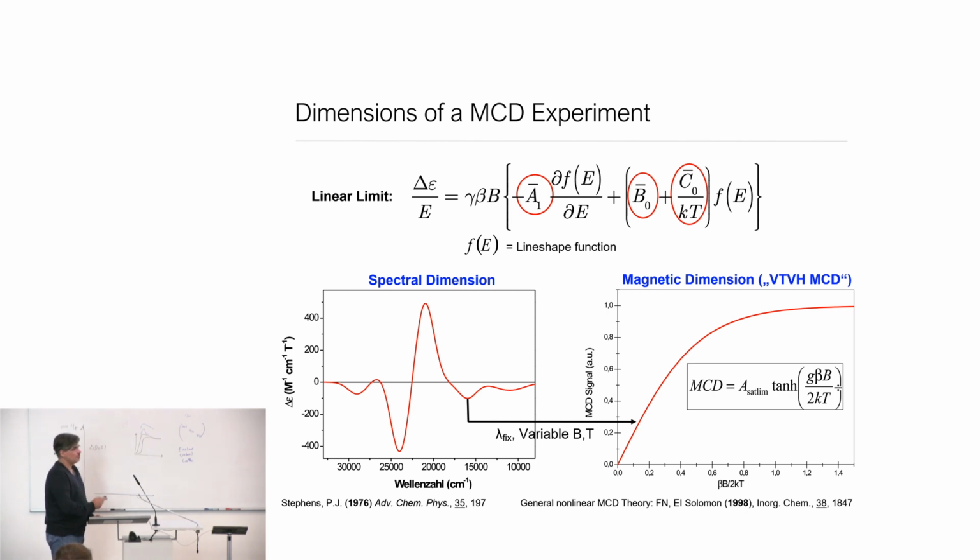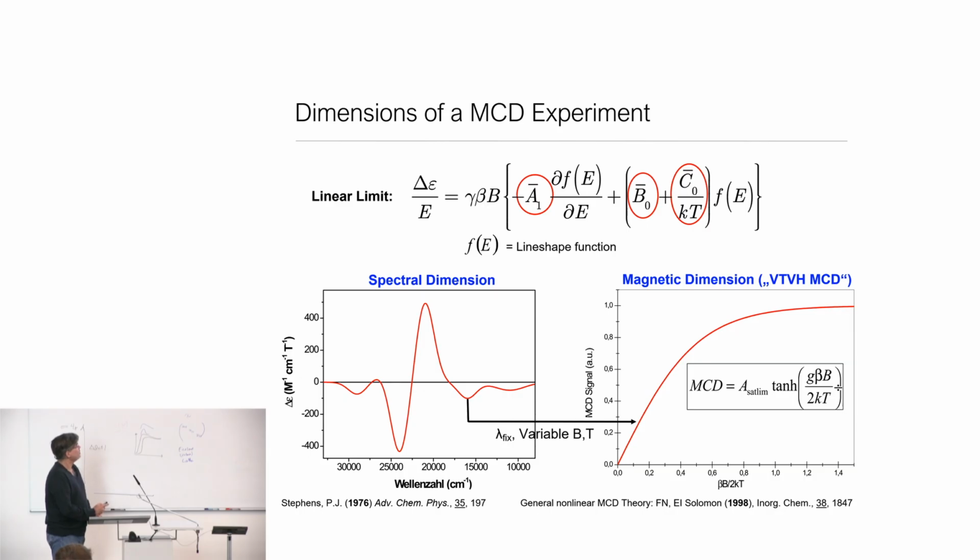And so delta epsilon over E, that is essentially proportional to the difference in absorption. And according to Stevens' theory, that is linear in the magnetic field. Gamma is a collection of natural constants. And beta is the Bohr magneton. And so the characteristic feature of the A term is that it's a derivative-shaped signal. Yeah, so f of E is a line-shaped function, for example, a Gaussian, and that means the derivative of f with respect to E, that is a derivative-shaped object.